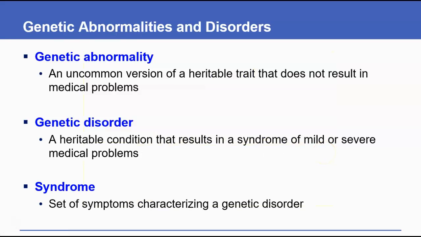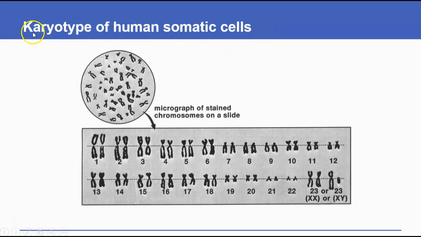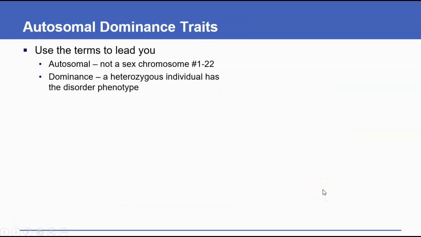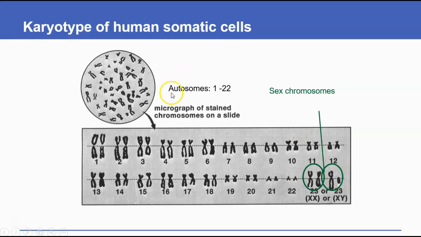We're up to the final part of this week, which is talking about genetic abnormalities and disorders. So we've talked now a lot about karyotypes. So karyotype here, we have all the chromosomes within humans here. We have autosomal chromosomes 1 through 22. We have our sex chromosomes. So we're going to be talking about different conditions for our autosomes and our sex chromosomes.